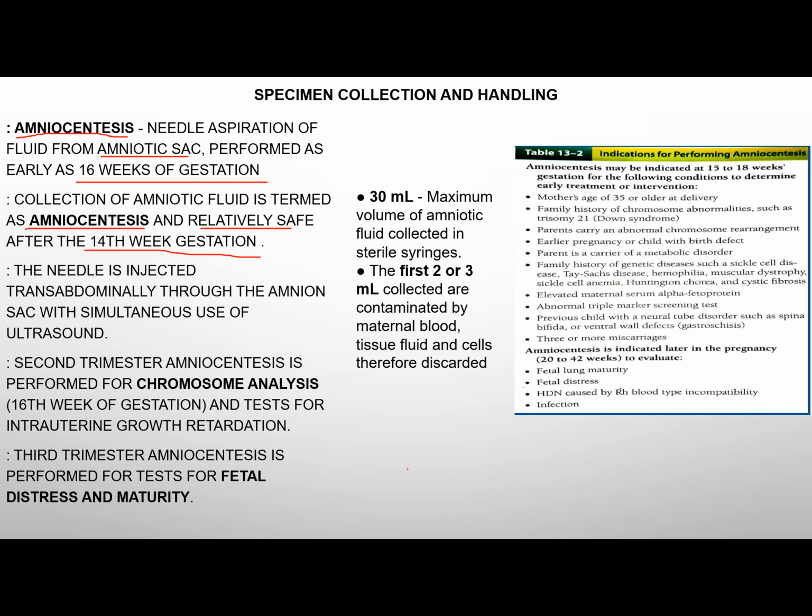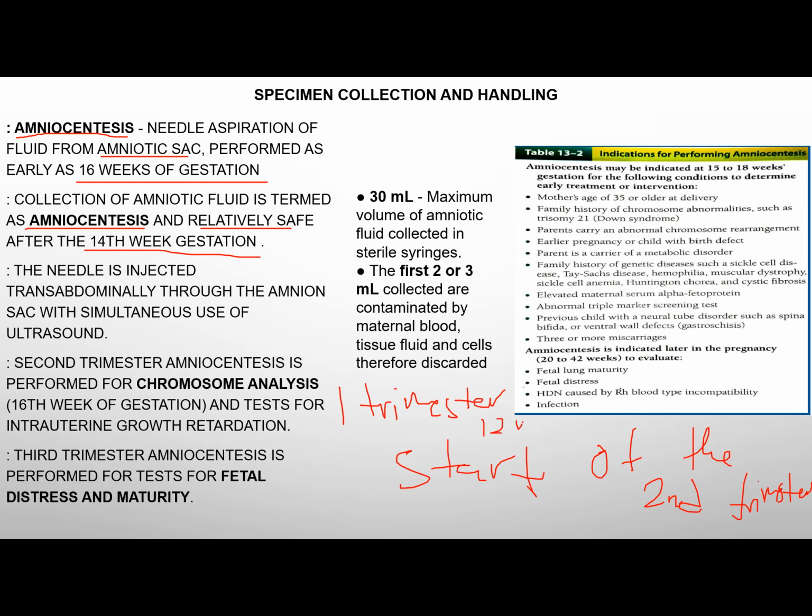So you would do this, class. Doctors would do this at the start of the second trimester. 'Di ba sa isang buwan, class, in 1 month there are 4 weeks. So ang isang trimester is made up of 12 weeks. So if it's on the 14th week, amniocentesis is safe starting from the 14th week onwards. So remember that. So the needle is injected transabdominally through the amnion sac with simultaneous use of an ultrasound.